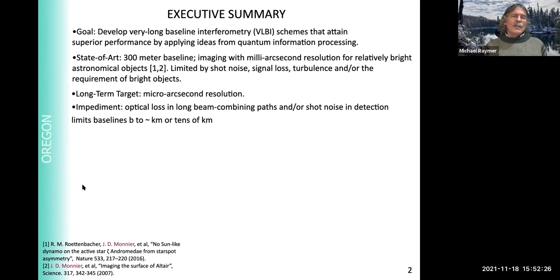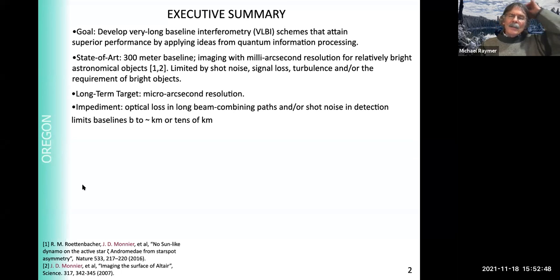Now, to do that, you just need to have a longer baseline. Well, you might know that the Event Horizon Telescope observed a black hole in the radio frequency regime using a very long baseline, which was the size of the Earth. We cannot implement those same techniques in optical, however. So we need other tricks.